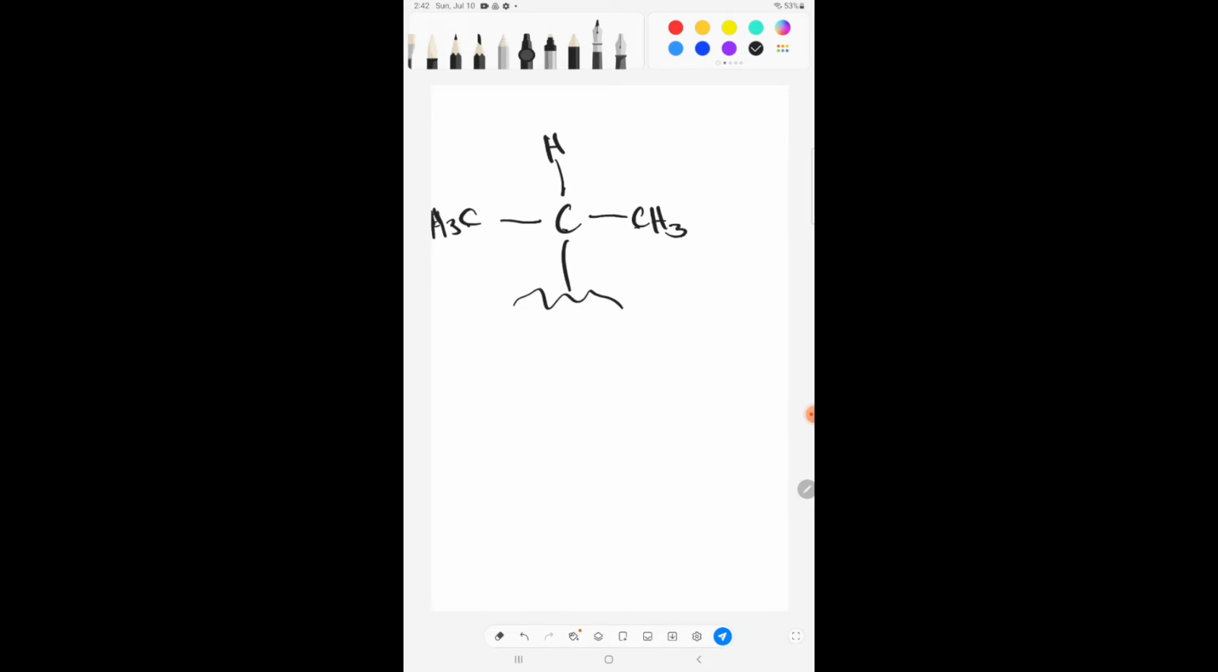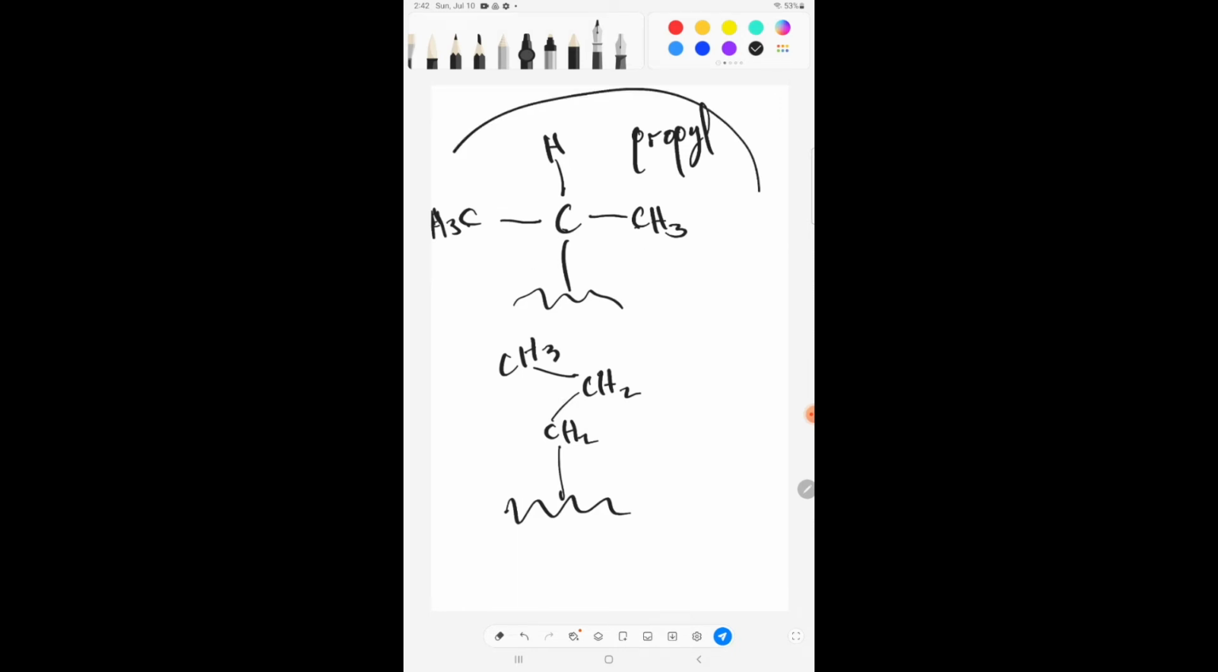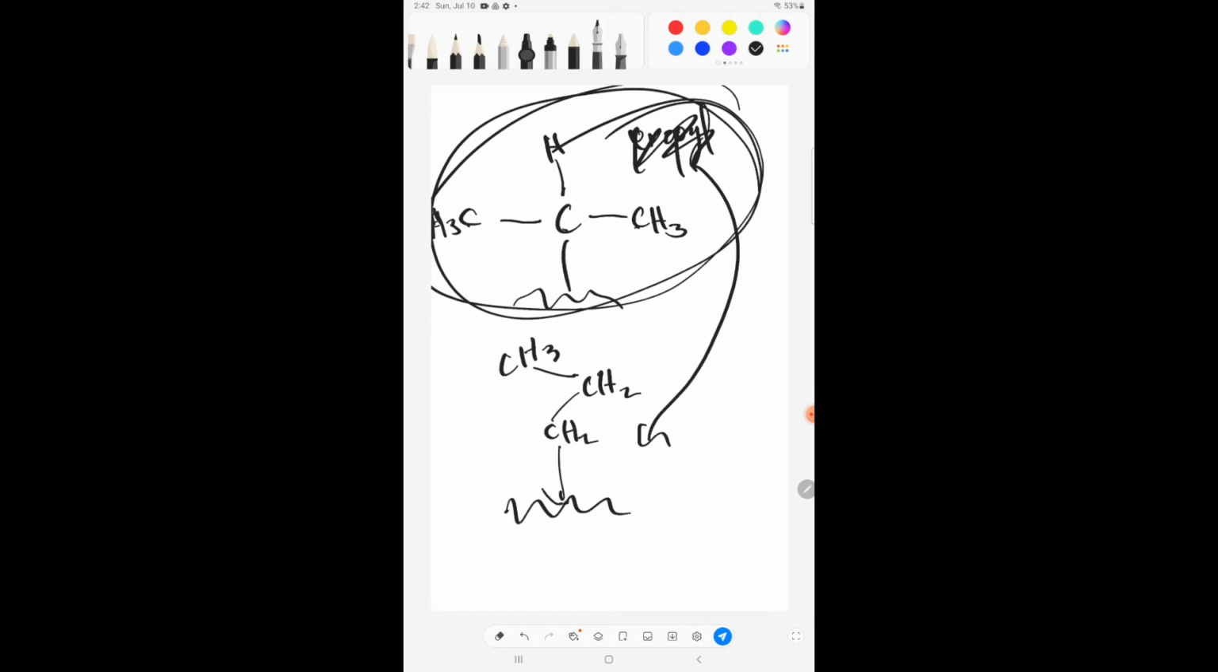Well, we have 1, 2, 3, right? 3 carbons, so this is propyl. But there's a hydrogen here. And so a propyl group, let's just compare these. We have CH2, CH2, CH3. So this one up here is not a propyl group. This is a propyl group. But this one up here has the attachment with this carbon instead of this one, which is like this one.